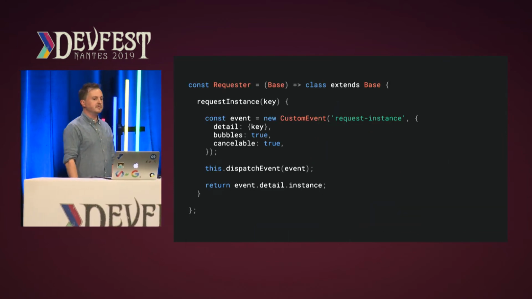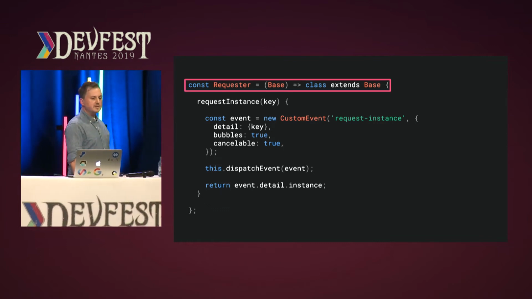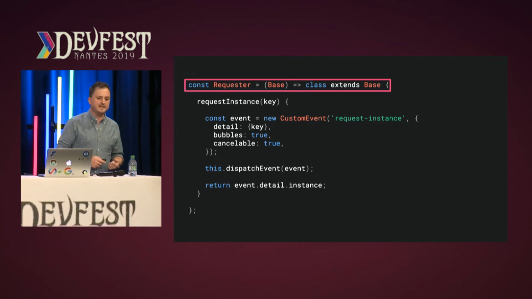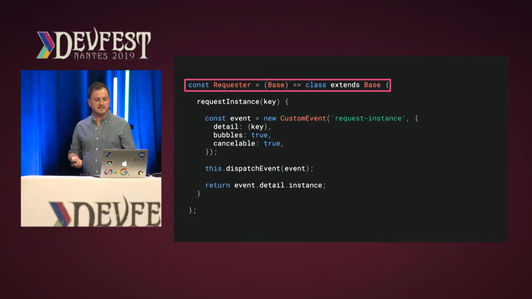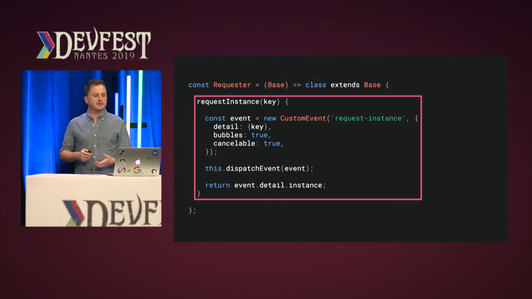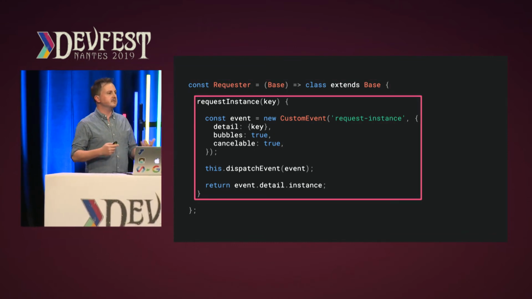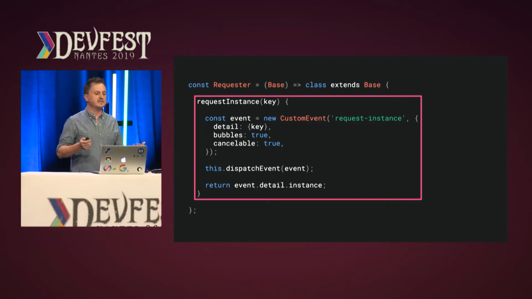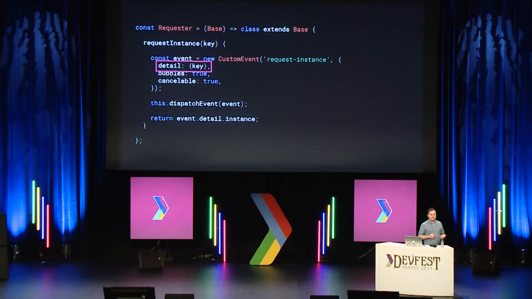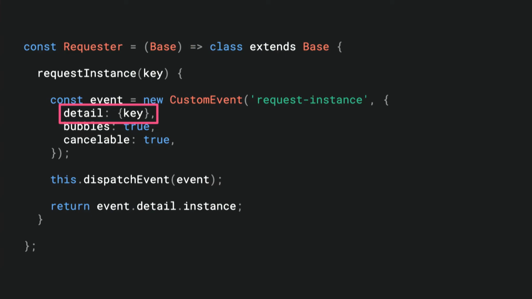And so now we're going to write another mix-in. We're actually going to write two, a requester and a provider. So the way the requester works is it's a mix-in that extends some base class, and it's only going to add one method called requestInstance. And this is just a little helper to make it easier to fire this event for us. So we're going to fire this request instance event, and we're going to make sure that it has the key that we want to request the instance by. This is probably going to be some kind of string that you use as an identifier for this object that you want.